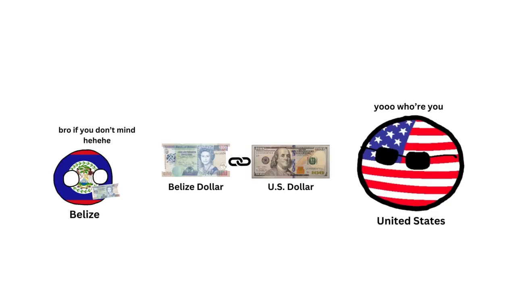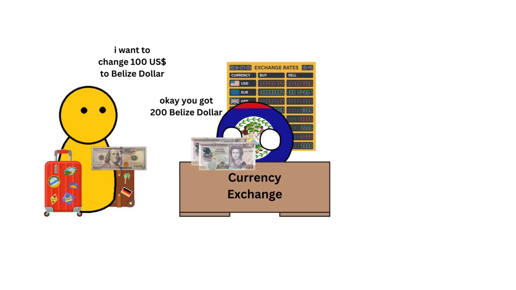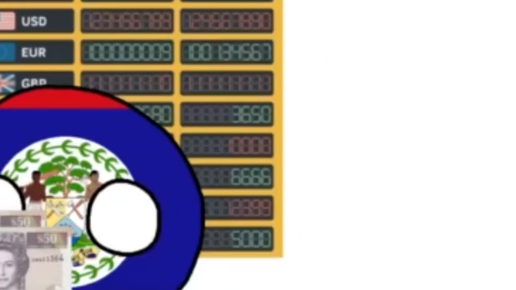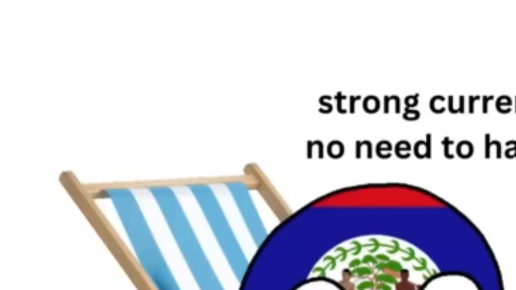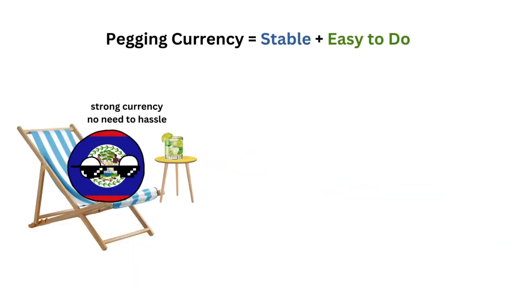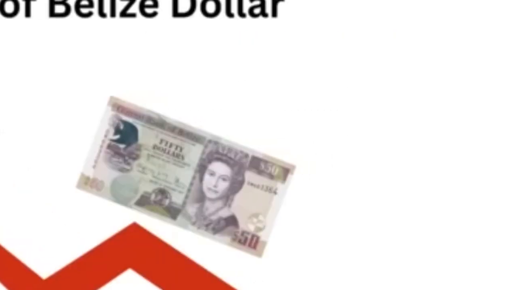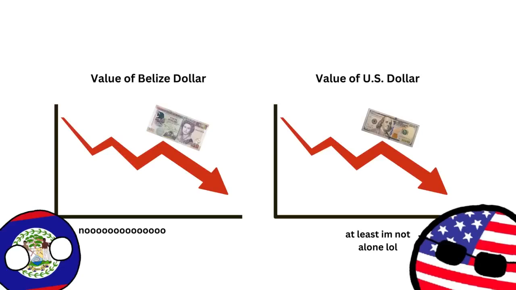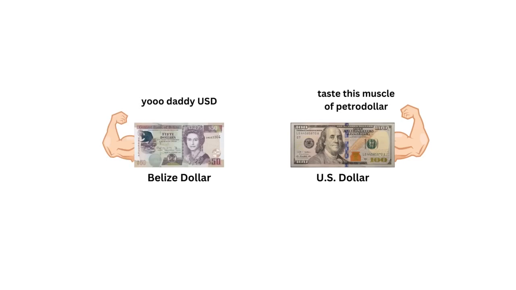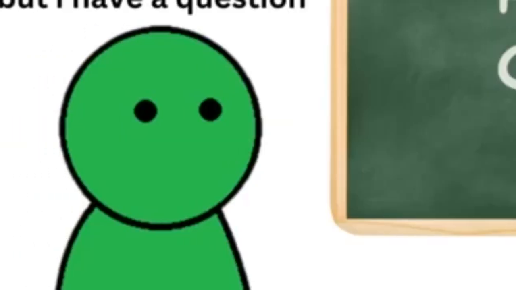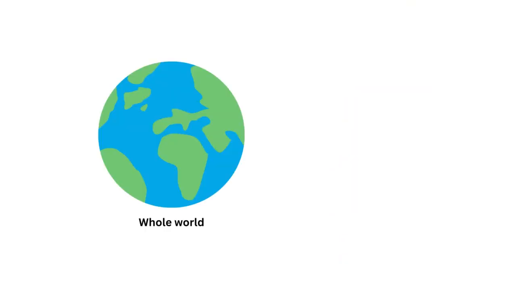Another example is Belize, a small country near Mexico, which pegs its currency, the Belize dollar, to the US dollar. They set the rate so that one Belize dollar is always half a US dollar. So if you want to change your US dollar to Belize dollar, you don't need to see the exchange rate, just double the amount. Easy, isn't it? Pegging a currency makes it stable and easy to manage, but the country becomes very dependent on the stronger country's economy. If the US dollar falls, the Belize dollar will fall too. So if one currency lives, the other lives. If one dies, the other dies. So, these are some reasons why currencies have different values.